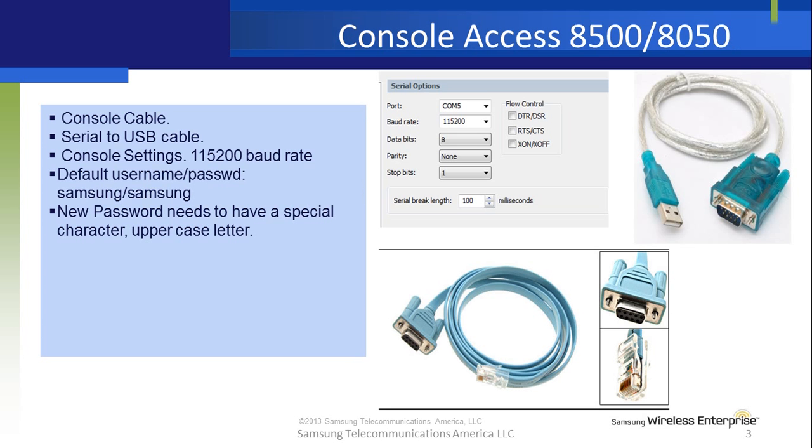Let's get started. All right, so console access on the 8500 and 8050 is the same. This is all you would need on the right side if you are not familiar with working with routers or switches. This is the gear that you would be needing. There is a Cisco console cable. If you have one in your lab, that works perfectly fine. And I believe that with the box with the 8500 and 8050 we also send a console cable with it, so you can use that.